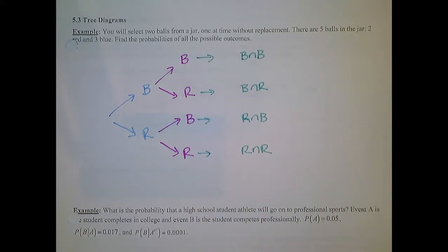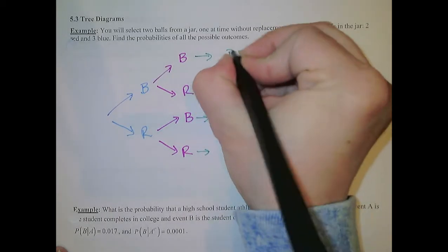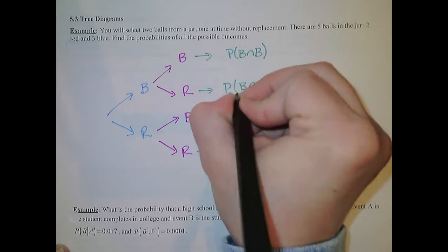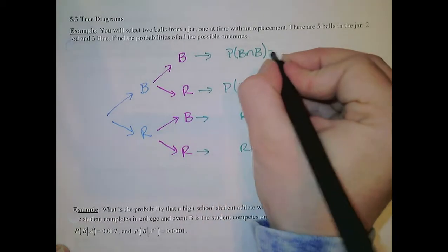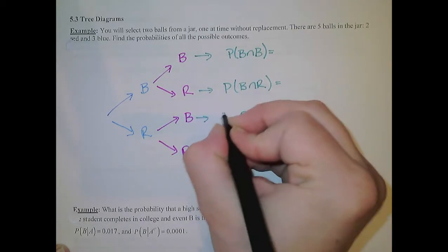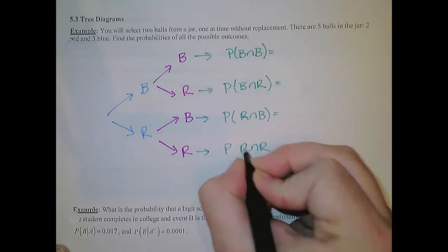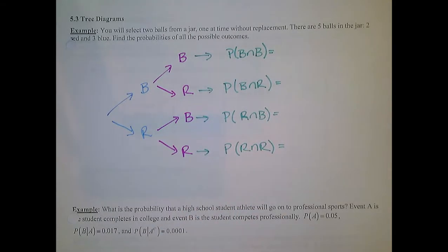So those are the outcomes, but now we're going to go back and find the probability of each of those outcomes. What is the probability of getting a blue on the first and second draw? What is the probability of getting a blue on the first draw and a red on the second draw? What is the probability of getting a red on the first draw and a blue on the second draw? And what is the probability of getting a red on both the first and the second draw?